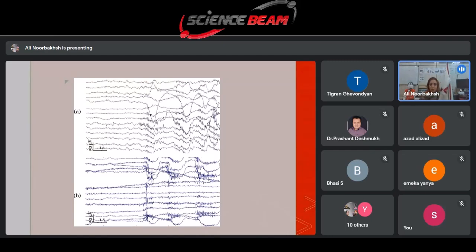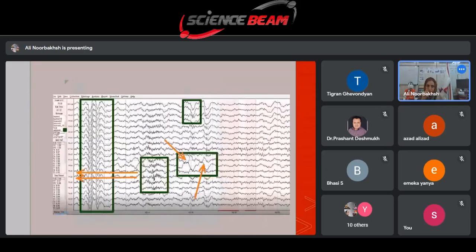On FP1 and FP2, you can see the type of artifact from eye movement. On F7 and F8, you can see this artifact in this part. On F3, F7 and F8, you can see eye movement artifact.